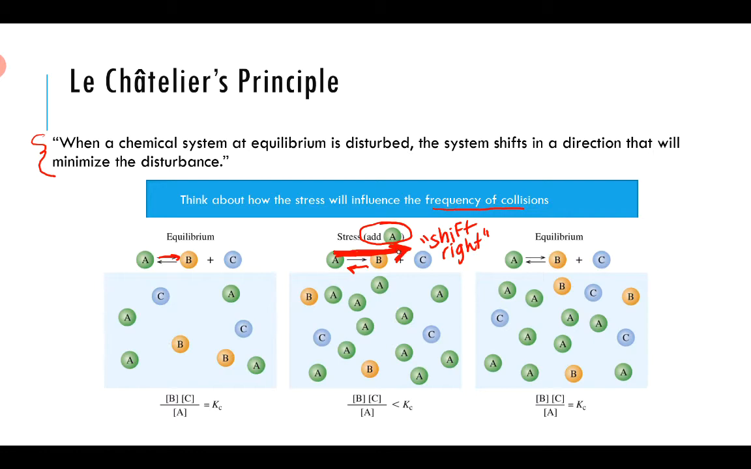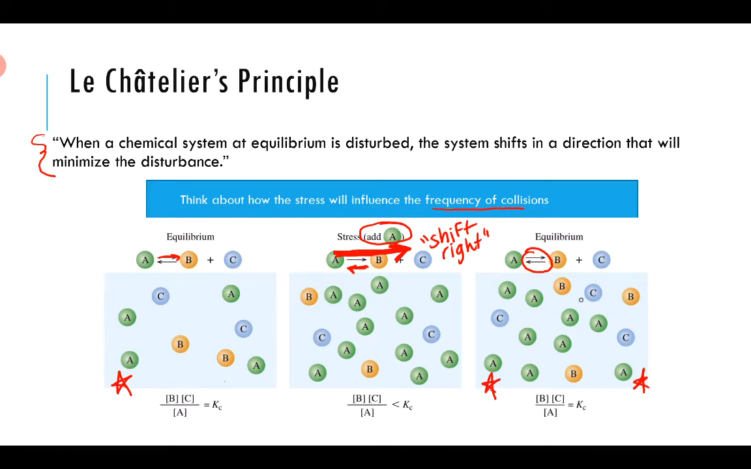But eventually, we are going to make so much B and C and use up A that we're going to reach equilibrium. But now let's look at the contents of the box. Compare the contents of this box at equilibrium to our initial box at equilibrium. You might notice that we have a whole lot more A in this reaction than we did before.